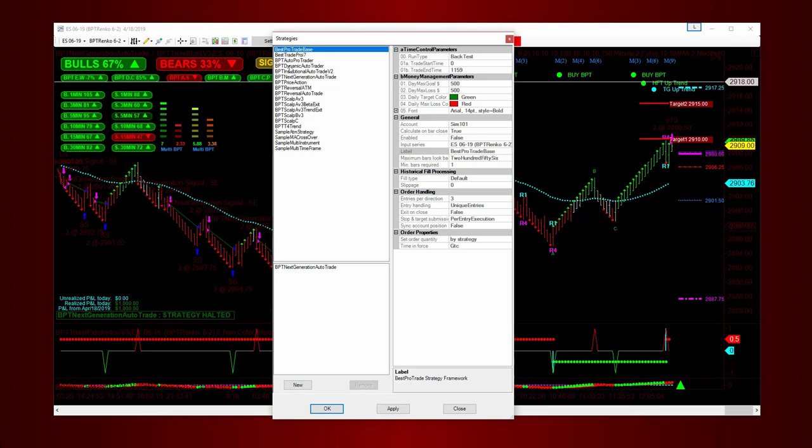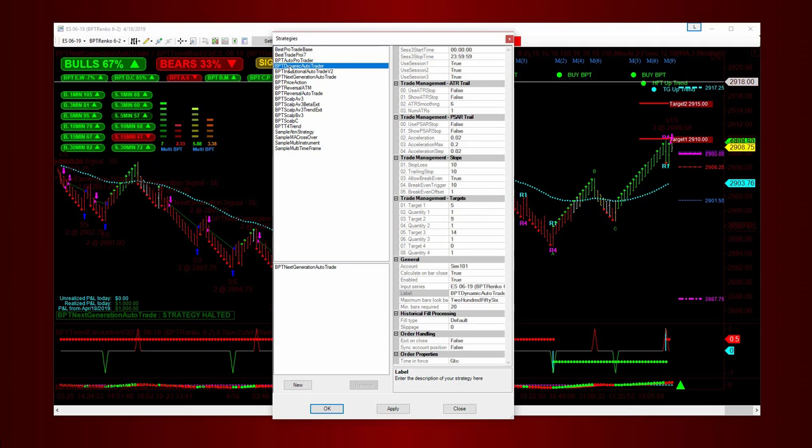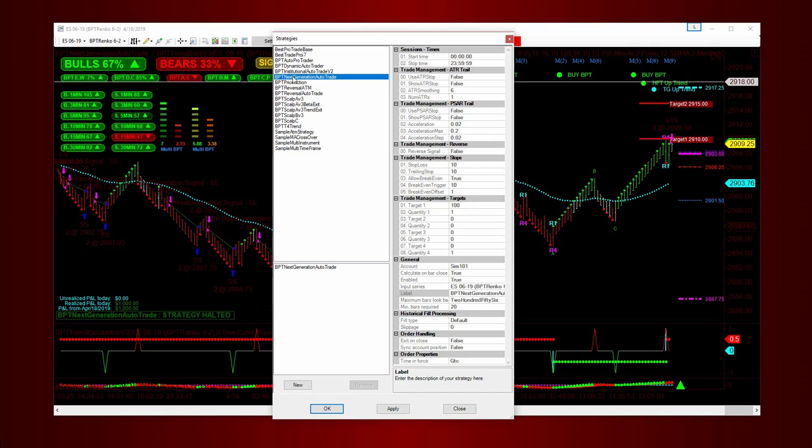Then we have the dynamic automated trade, also available on NinjaTrader 7, but it's not on NinjaTrader 8 because the institutional has all of it.